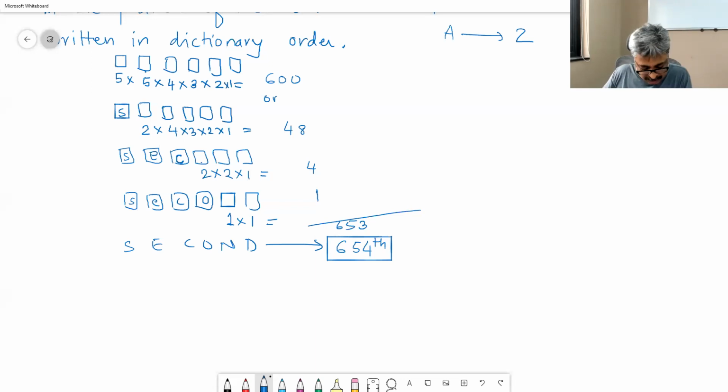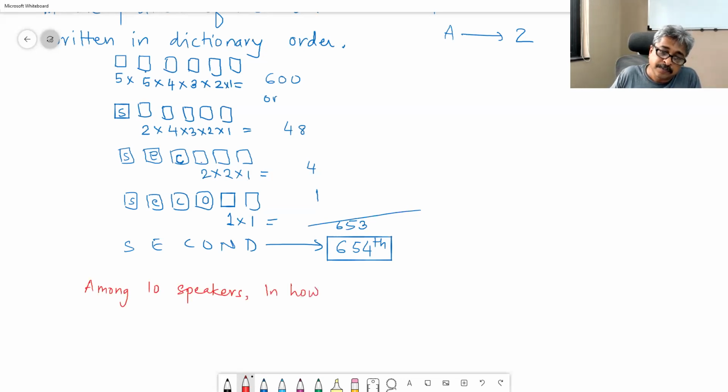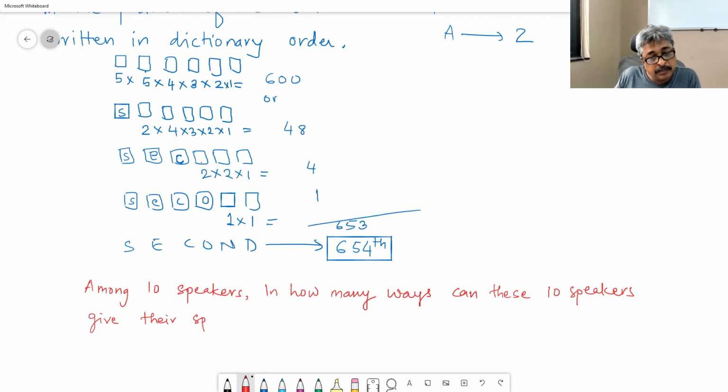Okay, last problem amongst these. Among 10 speakers, in how many ways can these 10 speakers give their speech, if A precedes B?